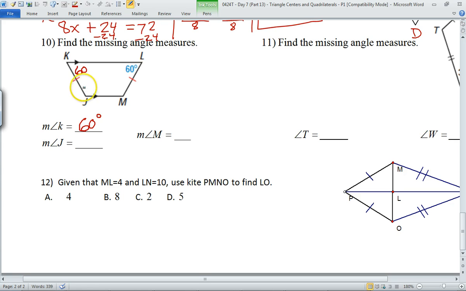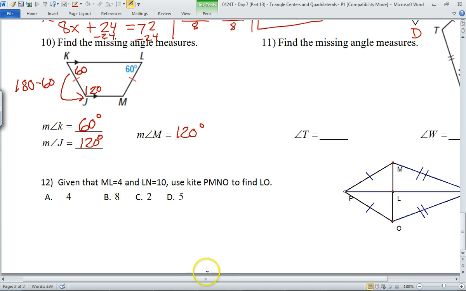Now, how will I find angle J? 180 minus 60. Okay, because these will always be supplementary. What is that? 120. Okay, so angle J is 120. So what's angle M? It should also be 120.